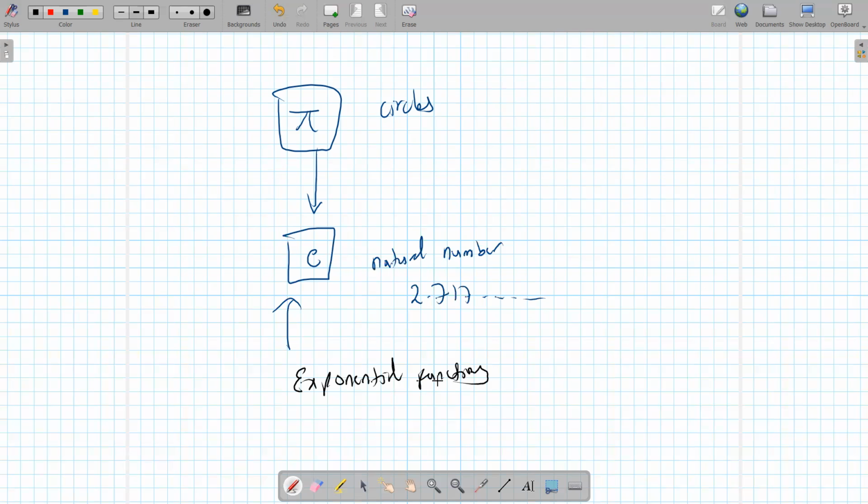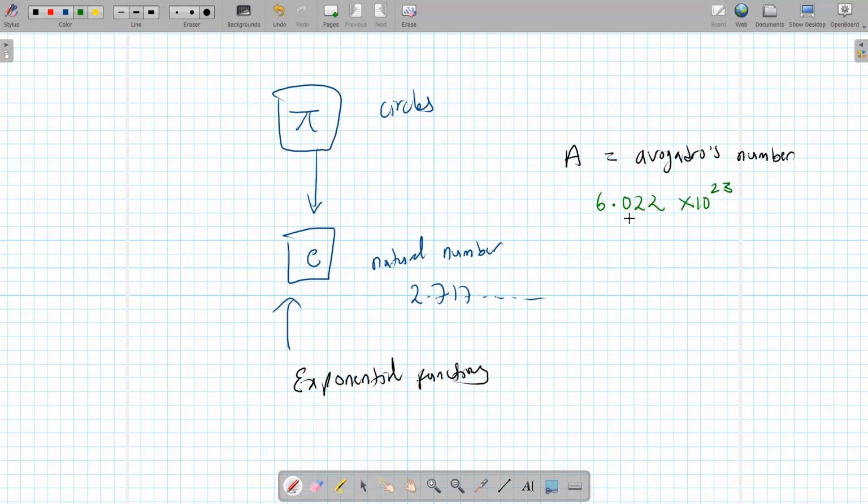There are many more constants. Trying to think of some interesting ones. There's something called A, which is called Avogadro's number. And the value for this is really big. It is 6.022 times 10 to the power of 23.